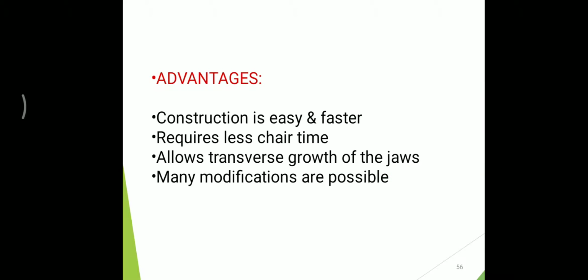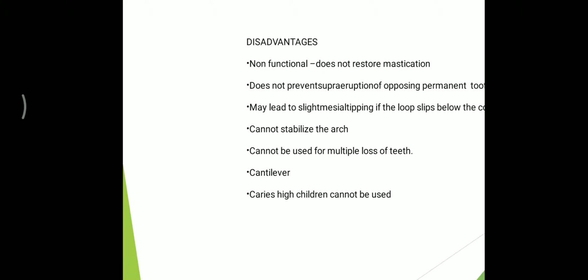And the advantages are that construction is easier and faster and requires less chair time, allows transverse growth of the jaws. Many modifications are possible. The disadvantages are non-functional, does not restore mastication, does not prevent supraeruption of the opposing permanent tooth, may lead to slight mesial tipping if the loop slips between the contact area, cannot stabilize the arch, cannot be used for multiple loss of teeth, and cantilever carries high risk in children, cannot be used.